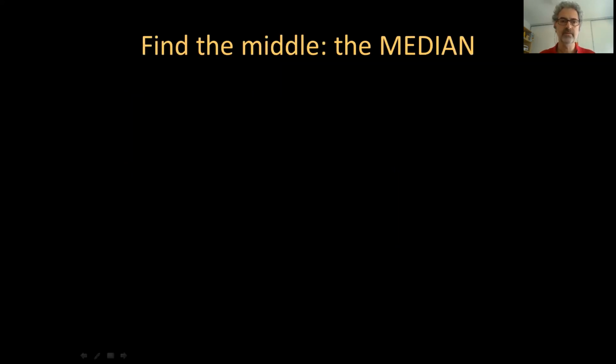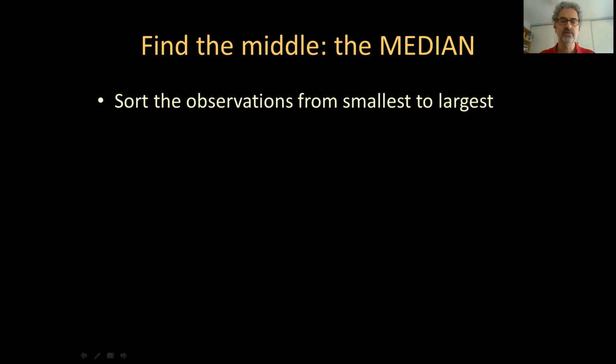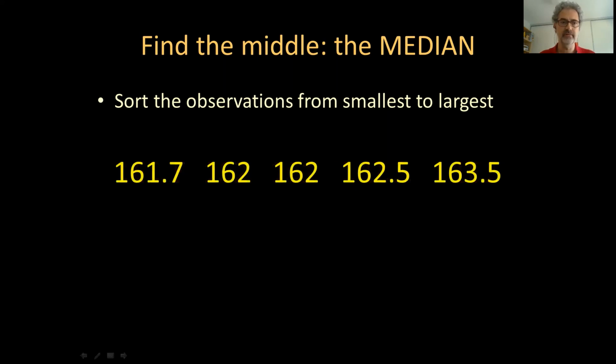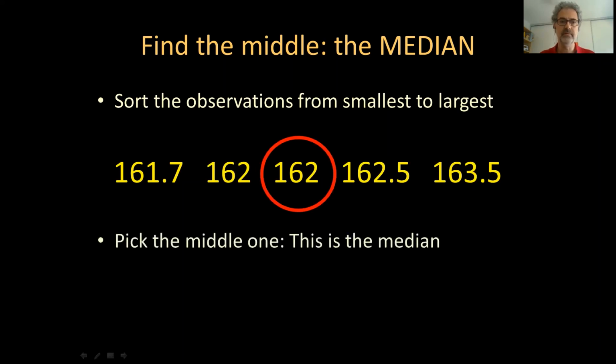Another approach is to first sort the observations from smallest to largest. So these are the numbers we obtained, and we just put them in order. So this is the smallest value, progressively going on to the largest value. And then pick the one in the middle, and that is called the median.